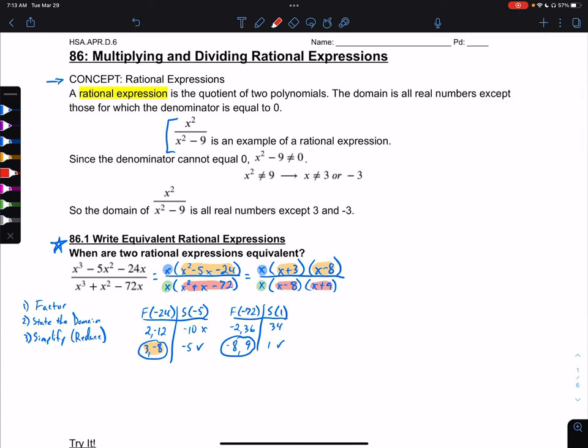All right, so we have our fully factored numerator and fully factored denominator. So step 1, factor, is complete. Now we're going to state the domain.